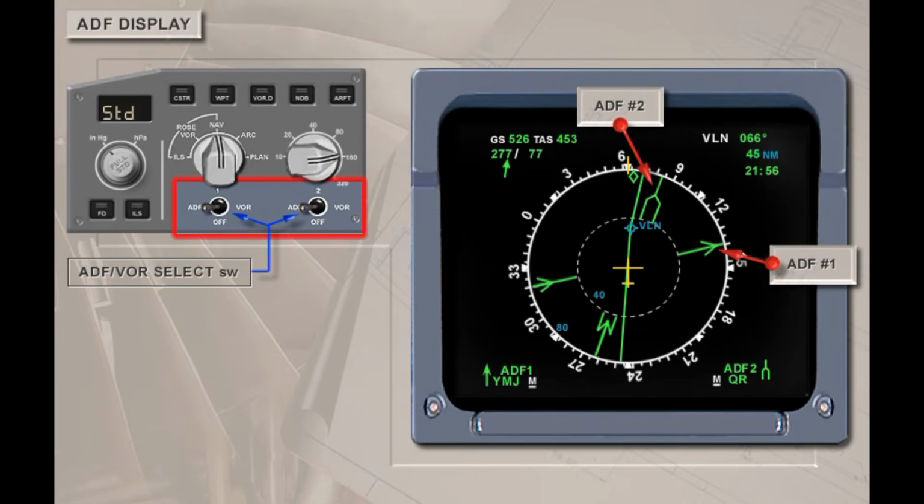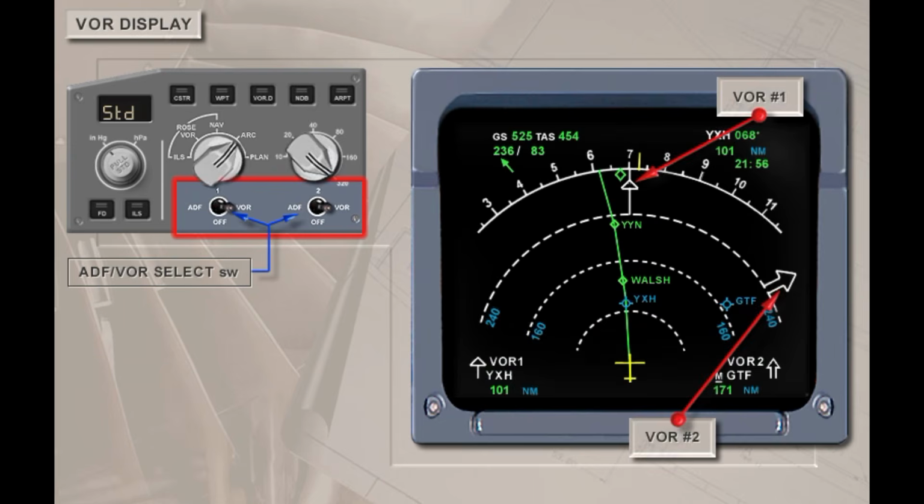In all modes except plan, when an ADF VOR select switch on the EFIS control panel is set to ADF, a green single-line bearing pointer for the number 1 ADF and a green double-line bearing pointer for the number 2 ADF is displayed if the bearing data is available. The bearing pointers point directly to the station.